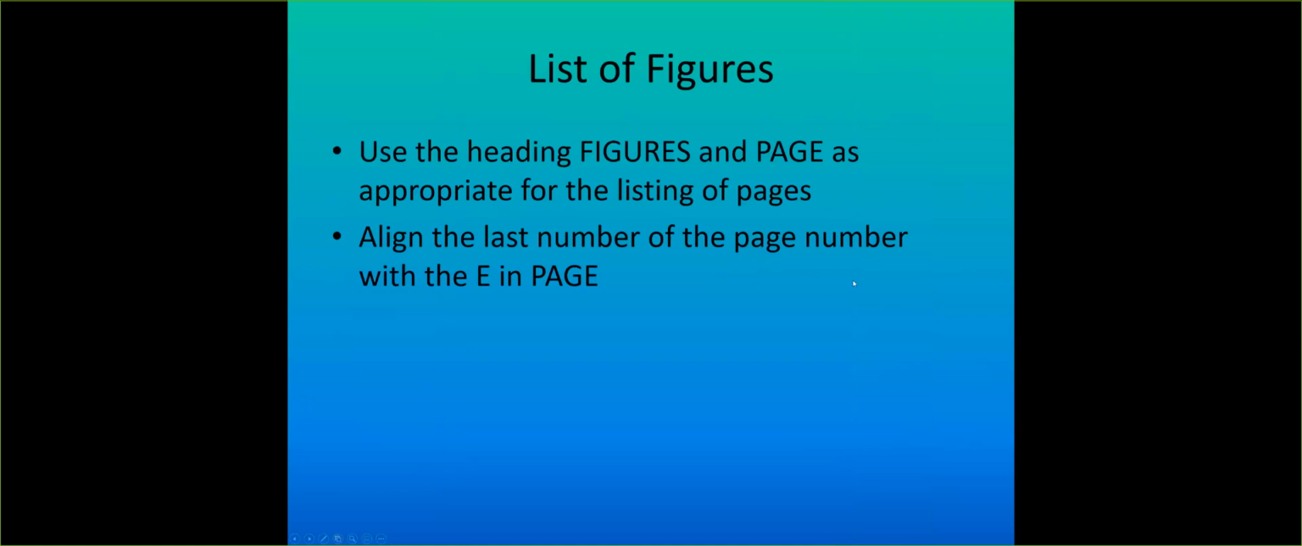List of figures. Use the heading Figures and Page as appropriate for the listing of pages. So just like we had on the table of contents, contents and page, you'll put figures and page. Align the last number of the page number with the E in the word page. So you'll see we have the page number here, and it's lined up with the E.